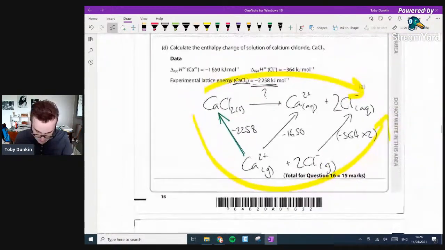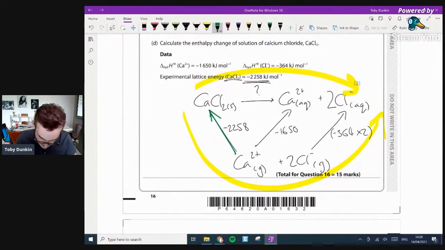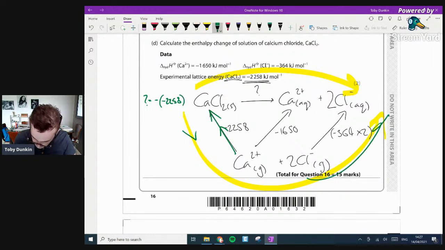I should continue to try and make all this work, and I can actually. So if I'm going this way and this way, this one's going this way, so that becomes question mark equals minus, which is against me, minus (minus 2258). Now I'm going around the cycle in this direction.